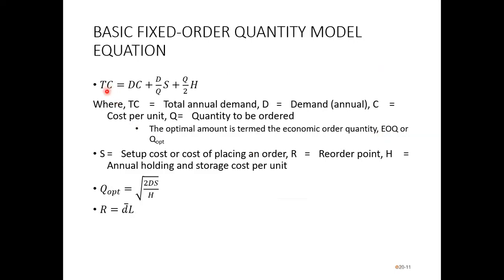If you look at total cost, this is an example where the total cost of inventory, on an annual basis, is the total demand of the product times cost per unit. This is the item cost. This is D, annual demand, divided by Q, quantity to be ordered, times S, the store setup or ordering cost. So this becomes the total annual ordering cost, and Q by 2 is the average order quantity, times H, which is the annual storage or holding cost per unit. So this is the total cost.